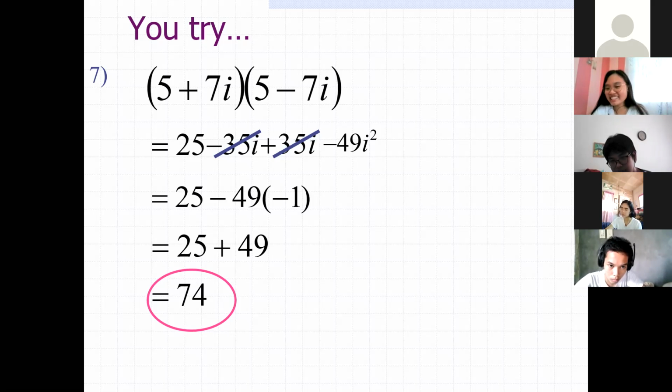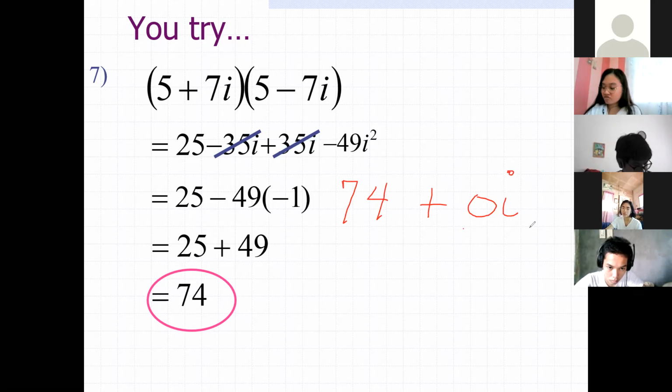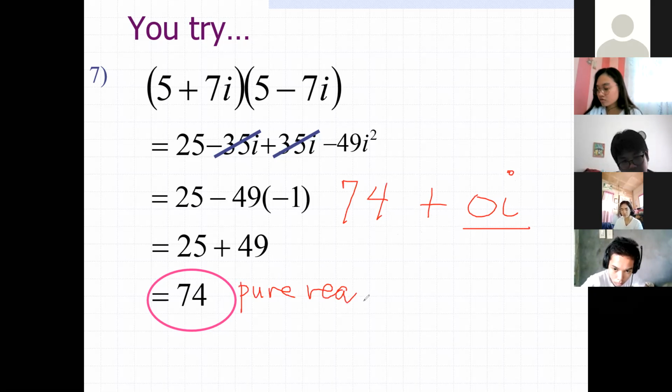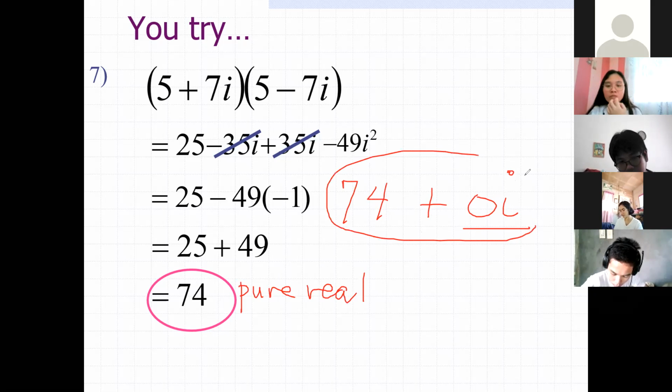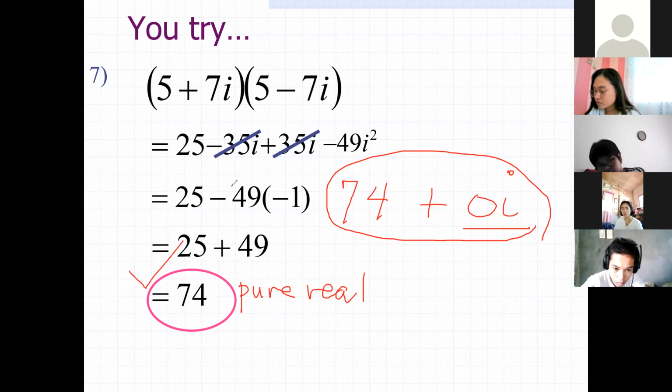The standard form of 74 is 74 plus 0i, wherein the imaginary part is 0. But there's no need to write the imaginary part, since a 0 value is just cancelled out, leaving a pure real number. But the standard form is 74 plus 0i. Sir, can we just write 74? Yes. Of course, there's no need to write 0 if it is 0 to begin with.